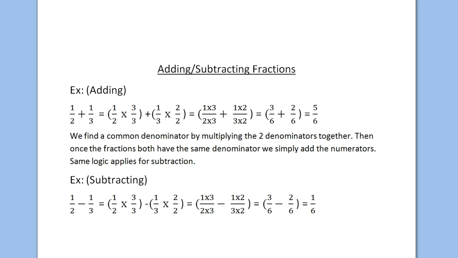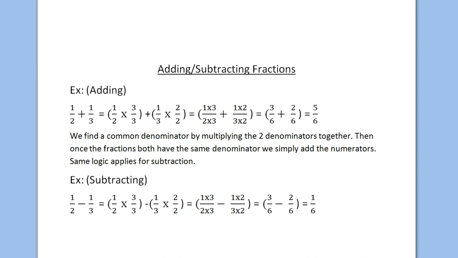Now what did we do there? Well, we found a common denominator by multiplying the two denominators together, i.e. 2 and 3. So 2 times 3 is 6. So 6 is our common denominator. Then once the fractions both have the same denominator, we simply add the numerators. So if you look at the last step where we had 3 over 6 and 2 over 6, so they've both got a denominator of 6. So now all we have to do is add the numerators 3 and 2 together to get 5.